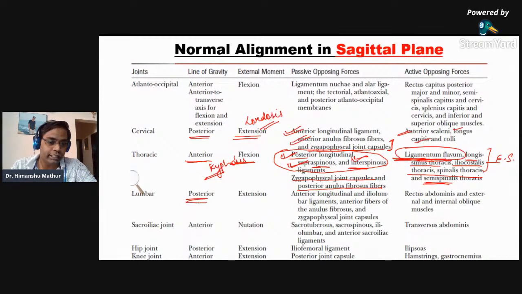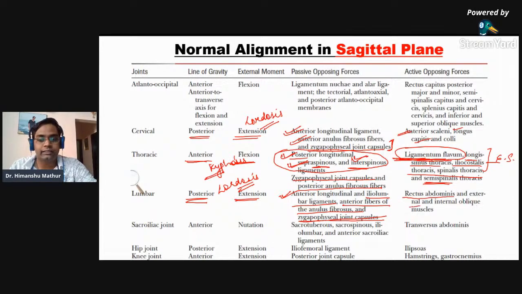It passes posteriorly, therefore it causes extension, and again it favors lordosis of the lumbar spine. Now, the primary constraint structures include the anterior longitudinal ligament, the iliolumbar ligaments, the anterior fibers of the annulus fibers, and also the zygapophyseal joint capsules. That too, the anterior ones, not the posterior ones. So the active tension is generated by the contractile structures, that is the rectus abdominis and external and internal obliques. Rather, you can call it all the abdominal muscles. This also includes your psoas major.